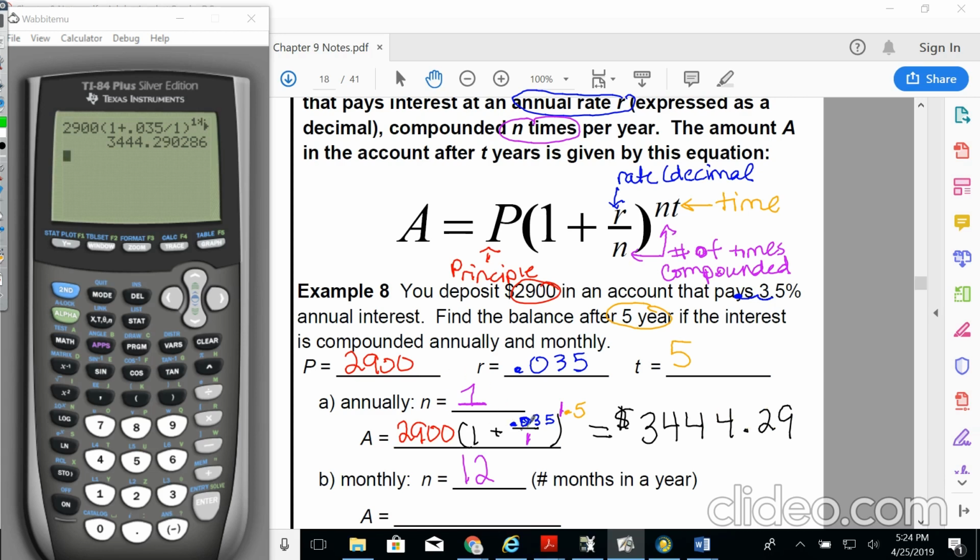So I wouldn't do this individually because sometimes this is a very ugly decimal. Or, I'll show it with part B. Part B, you're going to see why you don't want to do it individually as a step. You just want to type all of it in at the same time.